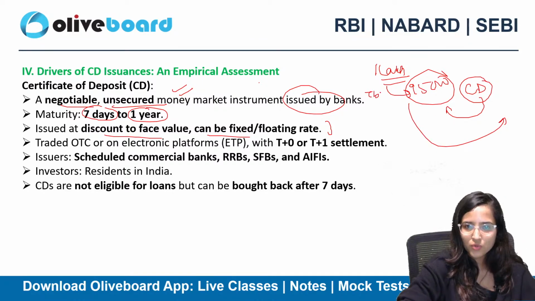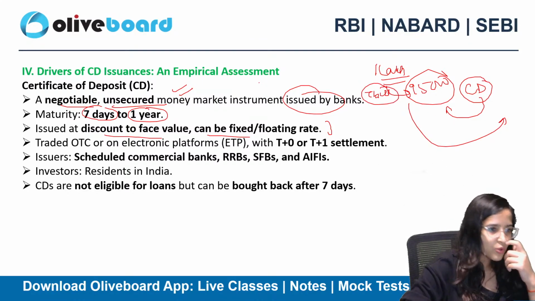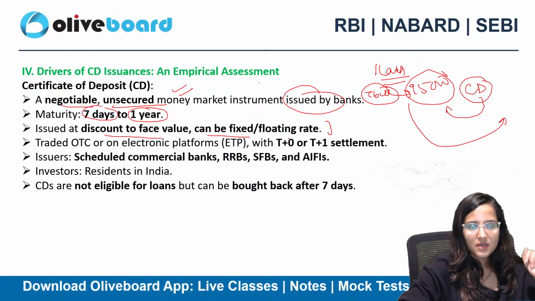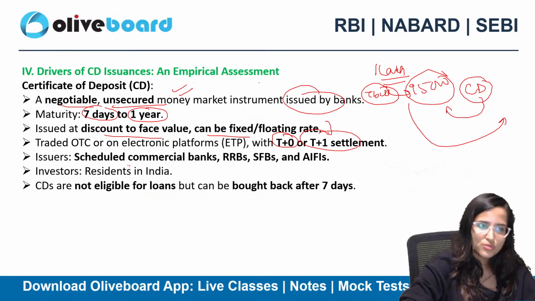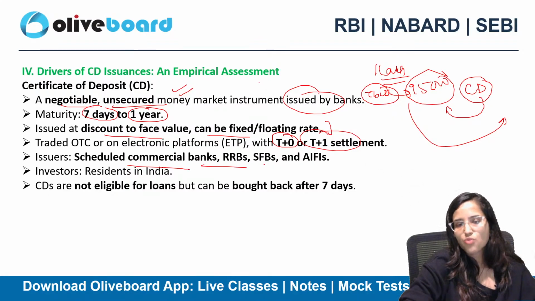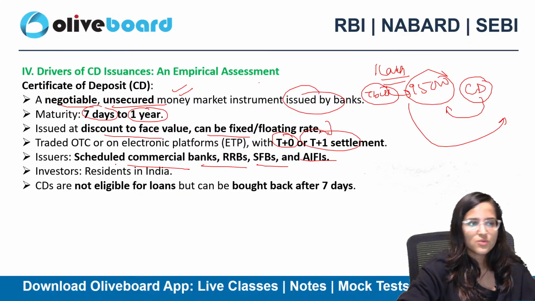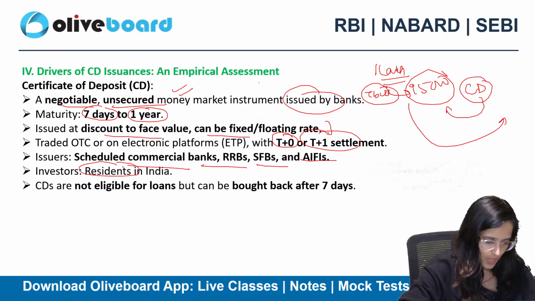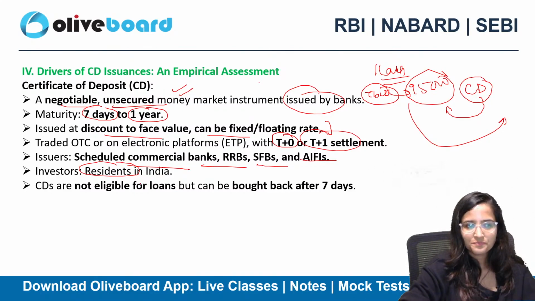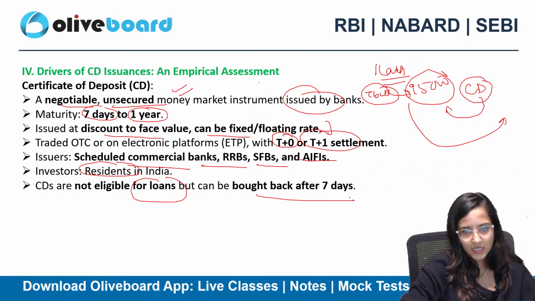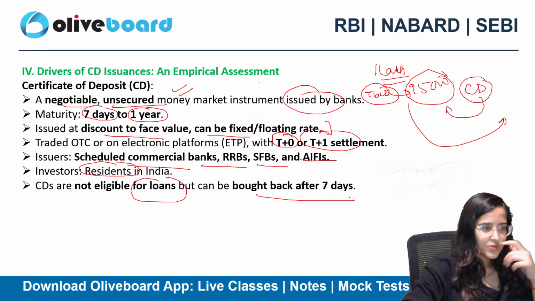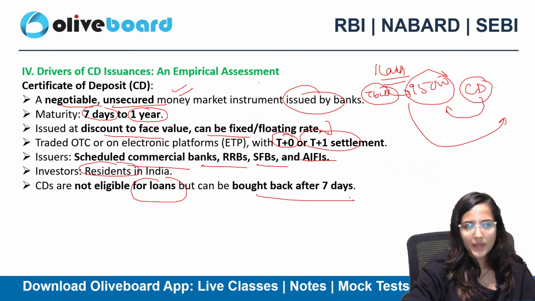So it's like a T bill only, right, like in a treasury bill. And the trading time is T+0 or T+1 settlement. Scheduled issuers are scheduled commercial banks, RRBs, small finance banks, AIFIs. And who are the investors? The ones who are residents in India. Zero coupon, exactly, Aditi. And they are not eligible for loans but can be bought back after 7 days. Okay. So its maturity period is from 7 days to 1 year.